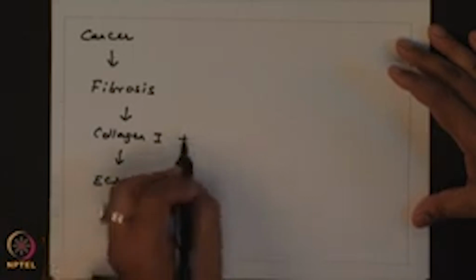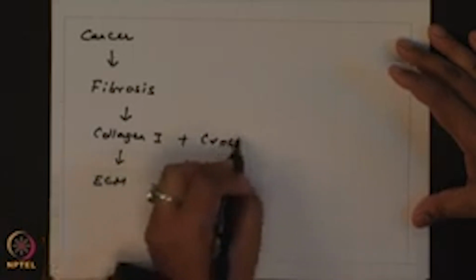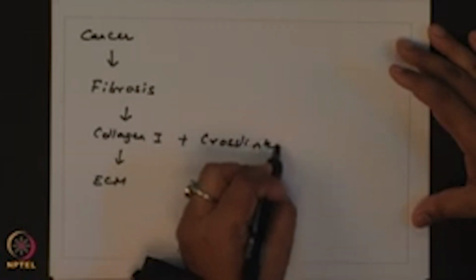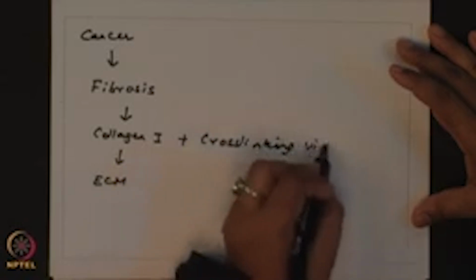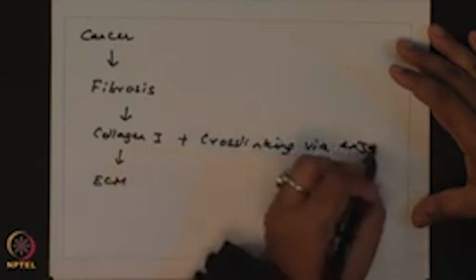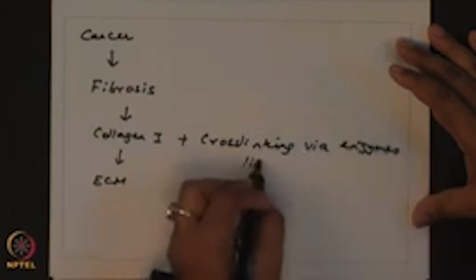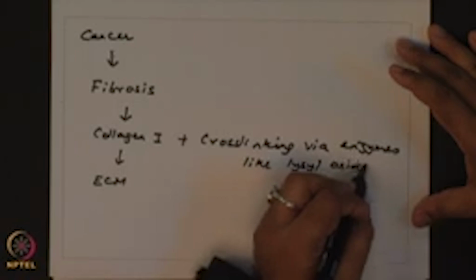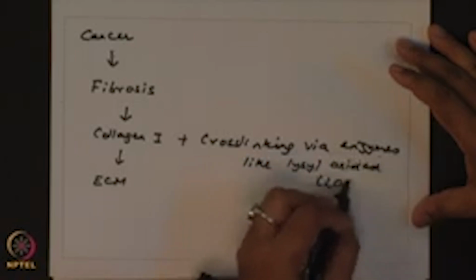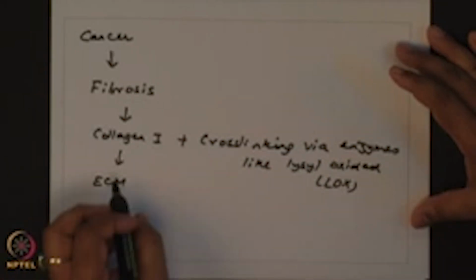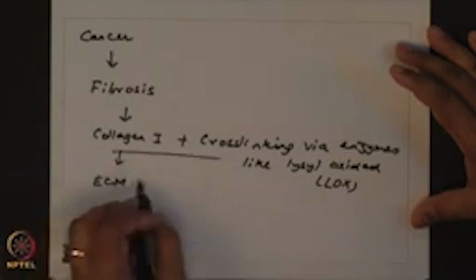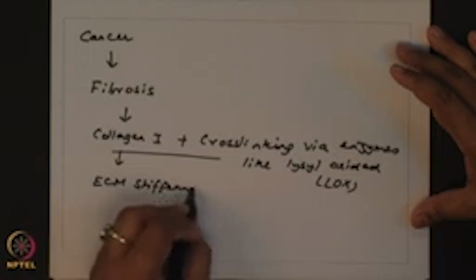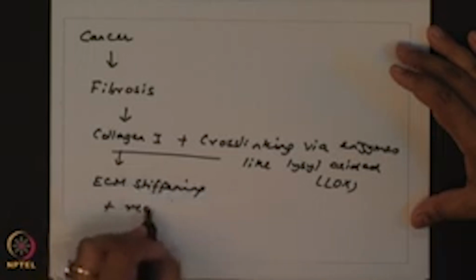So, collagen 1 plus cross-linking via enzymes like lysyl oxidase, also represented as LOX. Okay. So, both these things lead to ECM stiffening and reorganization.